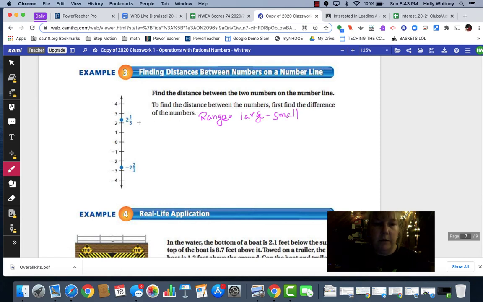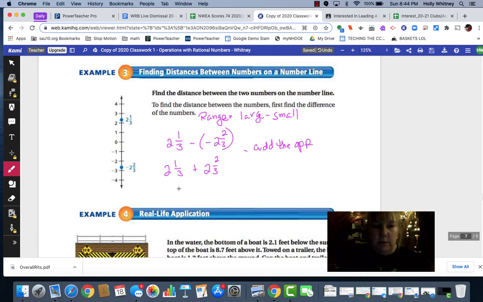So the larger number here, in this case, is 2 and 1/3, and we're going to subtract a negative 2 and 2/3. We're going to rewrite it. Remember, add the opposite. This is the step you still must write. So it becomes 2 and 1/3 plus 2 and 2/3, because the subtraction becomes addition. The opposite of negative 2 and 2/3 is positive 2 and 2/3.